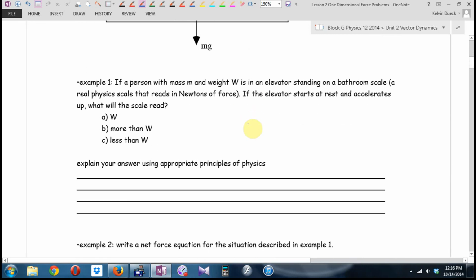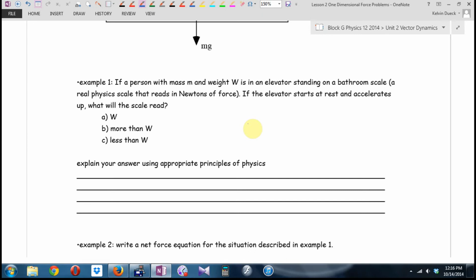If a person with mass M and weight W is in an elevator standing on a bathroom scale, and you know what? Unless I say different, let's pretend all of our scales are physics scales. They don't read in kilograms, they weigh in newtons. If you do need to get to kilograms, divide by 9.8. But let's pretend they all weigh in newtons unless I say different. If the elevator starts at rest and accelerates up, what will the scale read? A, W? B, more than W? C, less than W? And convince me.